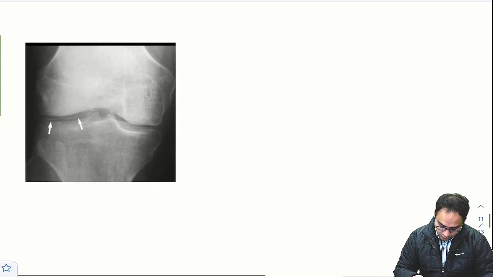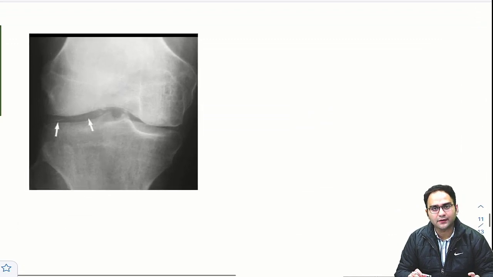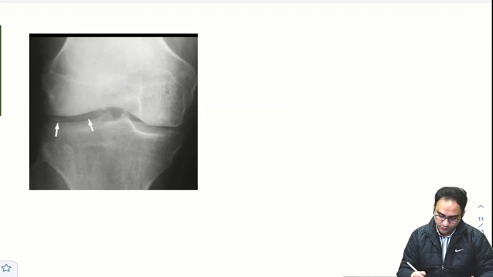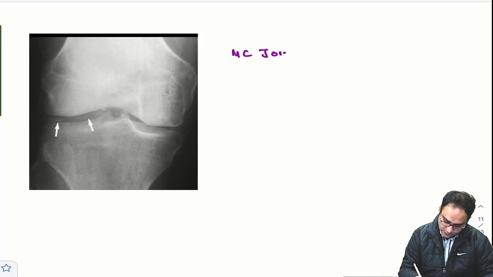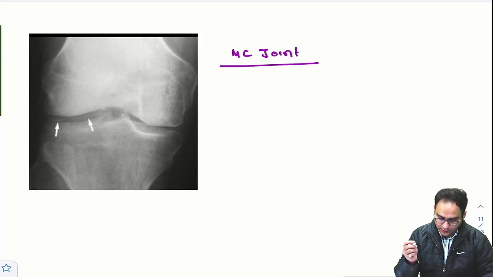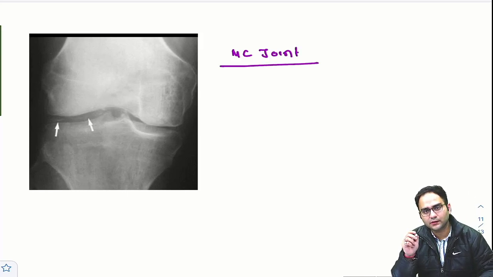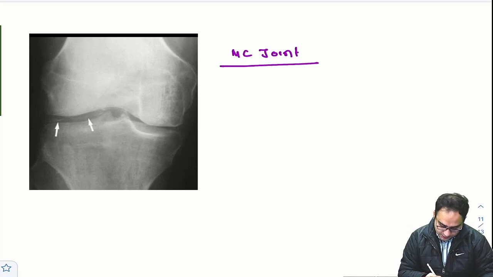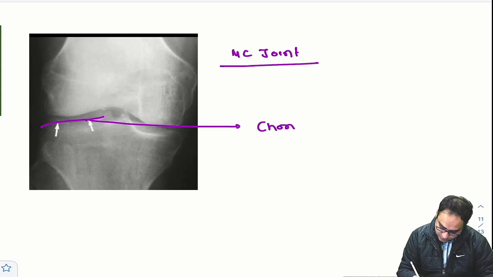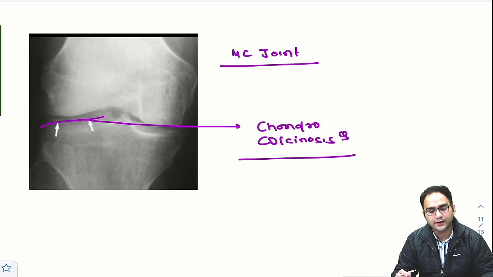Next, if you look into the imaging, as I said, the most common joint to be involved in calcium pyrophosphate disease is knee. So you get this important imaging finding known as chondrocalcinosis. Okay.